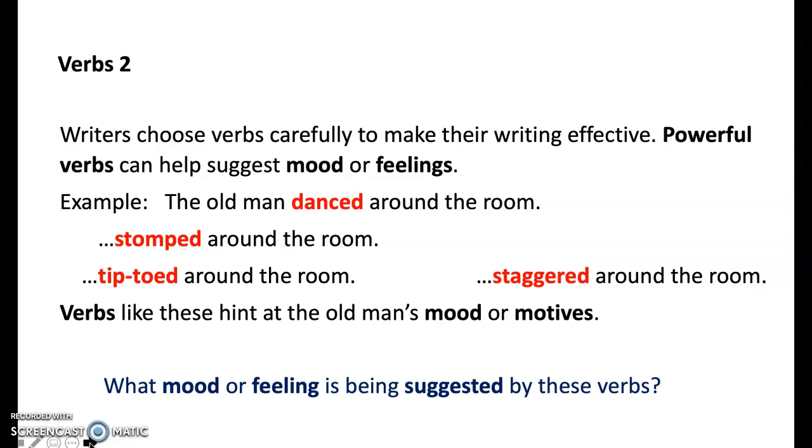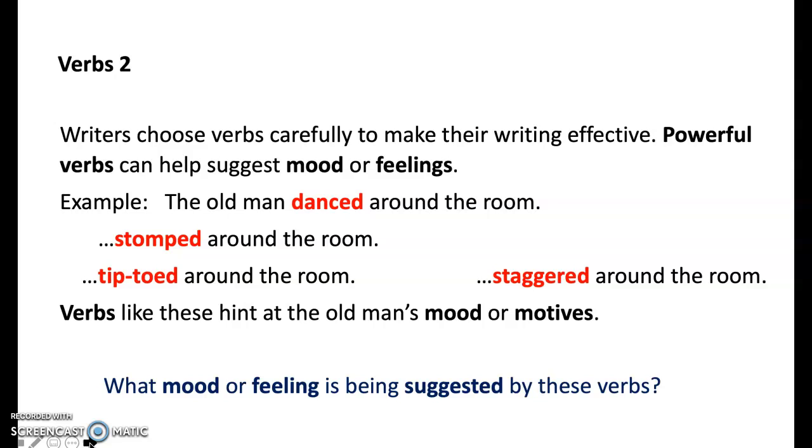Verbs are used to create powerful imagery as well as adjectives. So writers choose verbs to suggest mood or feeling. For example, if we look at this sentence, the old man danced around the room. Now, danced is a verb, but if we were to change the verb to stomped around the room, it changes the mood and the feeling of the man. So it might suggest that the man who's stomping might be angry, for example.